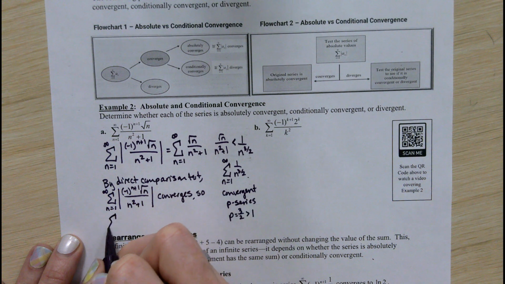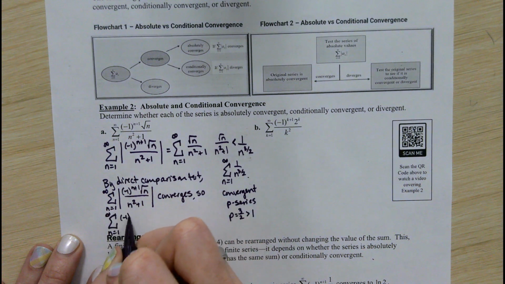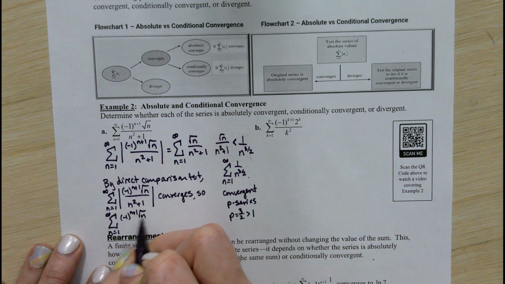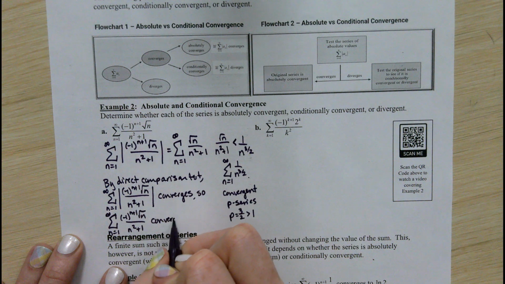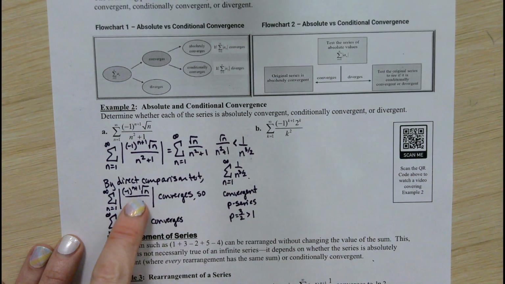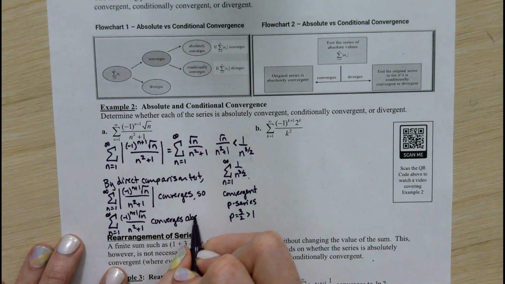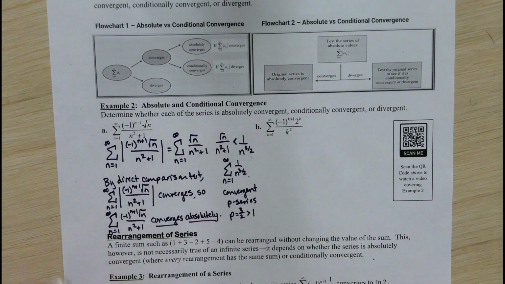So my original series is kind of a clunky way of writing all this, but just to be clear, we know what's going on. My handwriting is also getting worse and worse. Converges conditionally or absolutely? Absolutely, right? The absolute value of it converged, so that means it converges absolutely in its original format.